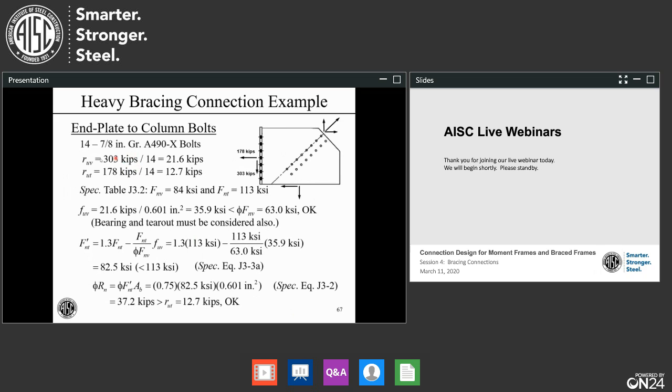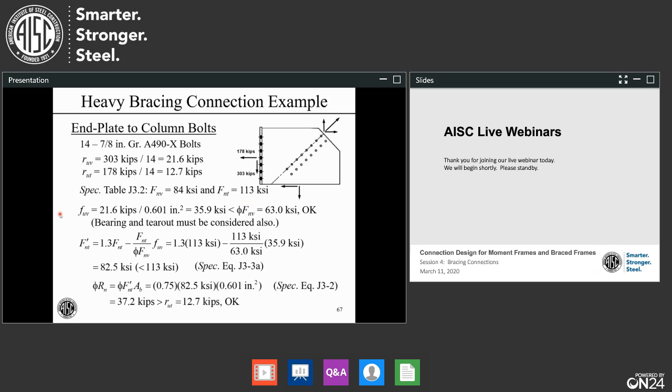Now that we know there's no prying action, we know this is correct. The required shear strength per bolt is just 303 divided by 14, or this number, or similarly for the tension. Here, we know that there are no prying forces, so this is true. This one's true either way. Go into table J3.2 to pull out F sub nv and F sub nt.